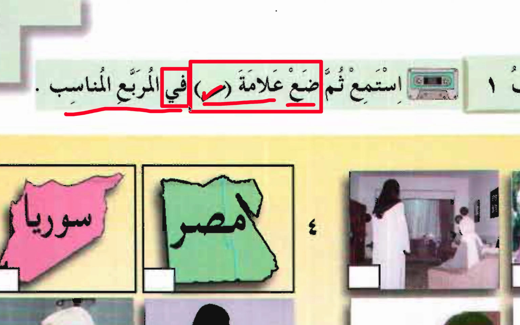Al-murabba' is a shape, okay. So I mean, it doesn't mean shape, it means like square, but a square is a shape, okay. So al-murabba' is like this, right? Like these rectangles or squares I've been drawing. And then al-munasib might be familiar to some people. Al-munasib is appropriate, right? So all in all, let's clear this out. All in all, what this is saying is istami', listen, then put a check mark in the appropriate square.